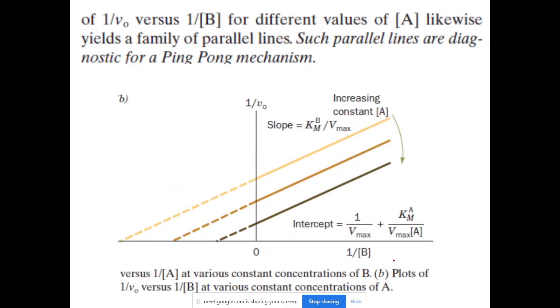Now similarly, this is drawn for 1/B, that is substrate concentration B, and here you have 1/V0. A similar kind of slope and intercept can be formed with respect to substrate B. Remember, once again, we are still dealing with the ping pong mechanism.